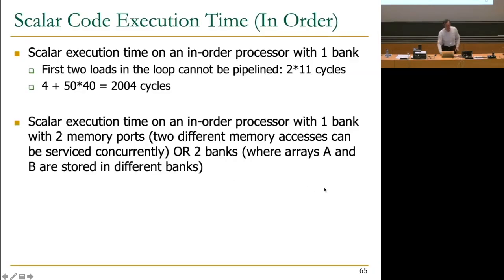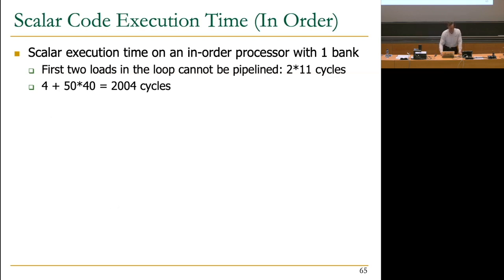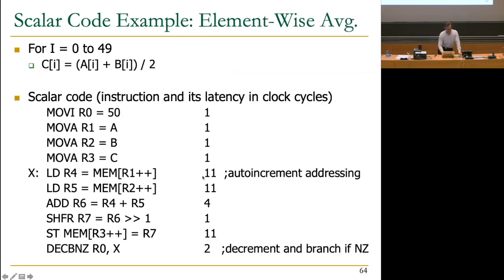So basically A and B are in different banks, such that you start the first load in the first cycle, and then you pipeline the next load in the next cycle, such that both of the loads together take 12 cycles. Right? One of them takes 11 cycles, and the other one takes 1 more cycle after that. But then you cannot parallelize anything else because everything else is dependent afterwards, if you remember this code.